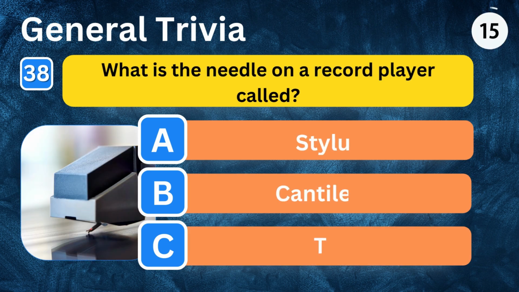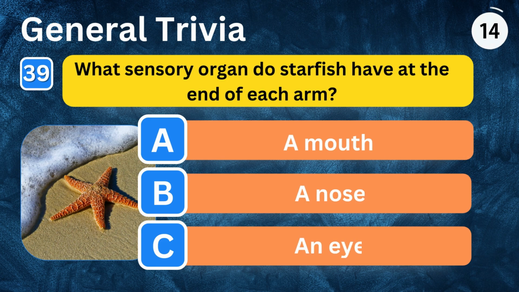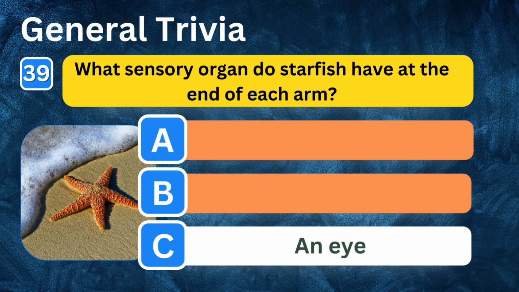Question number 38. What is the needle on a record player called? Is it a stylus, a cantilever, or a tip? And the answer? It's called a stylus. Question number 39. What sensory organ do starfish have at the end of each arm? Is it a mouth, a nose, or an eye? And the answer is an eye.